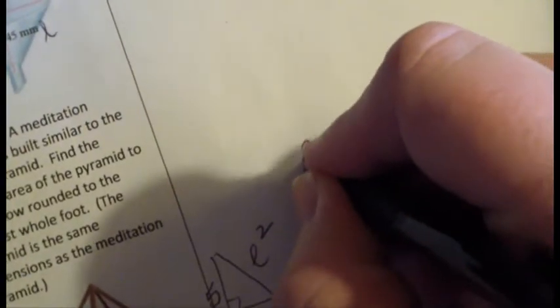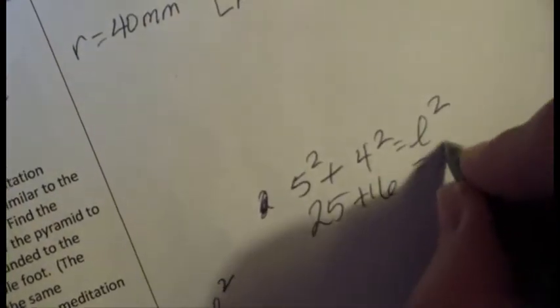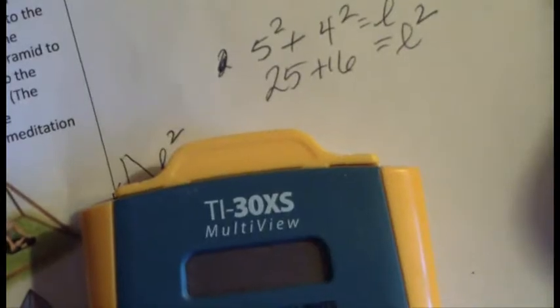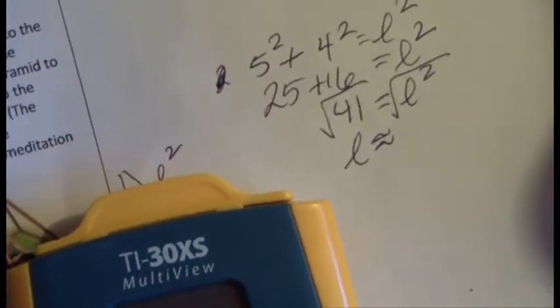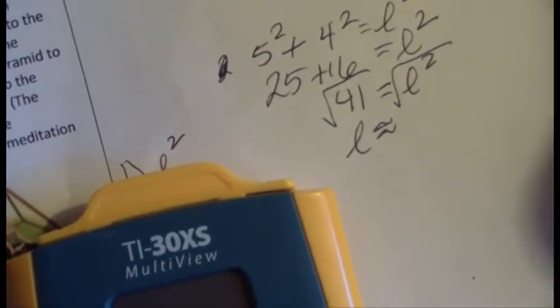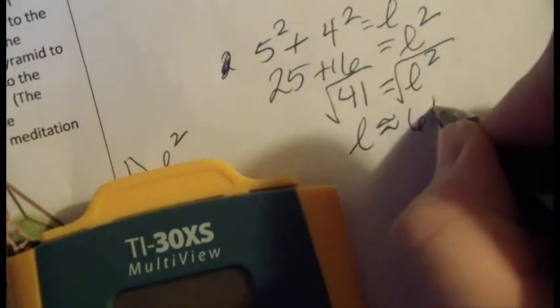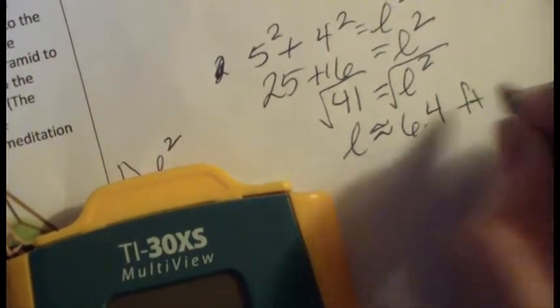So that's 5 squared plus 4 squared equals L squared. 25 plus 16, I think I said 75. 25 plus 16 is 41. And then we're going to take the square root of each side. So our slant height, let's do an approximate solution since we're rounding to the nearest foot, is approximately 6.4 feet.